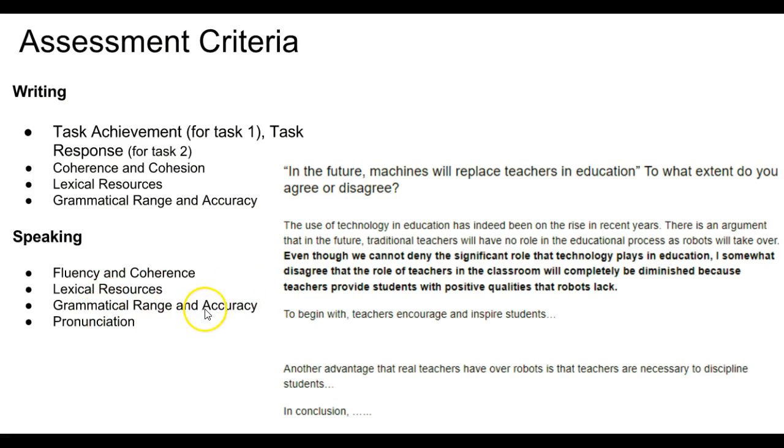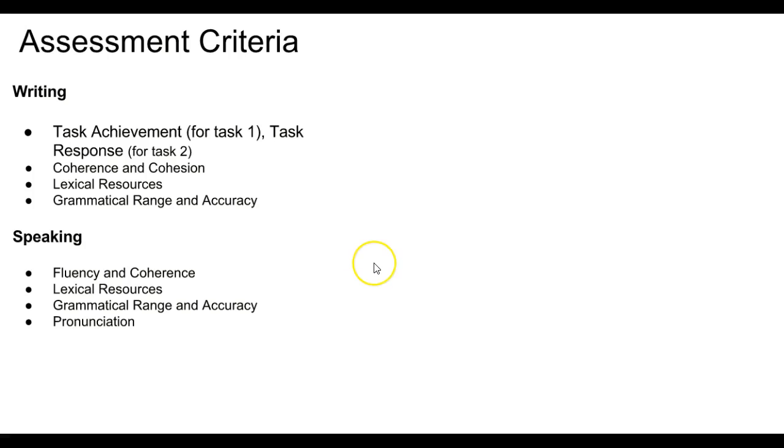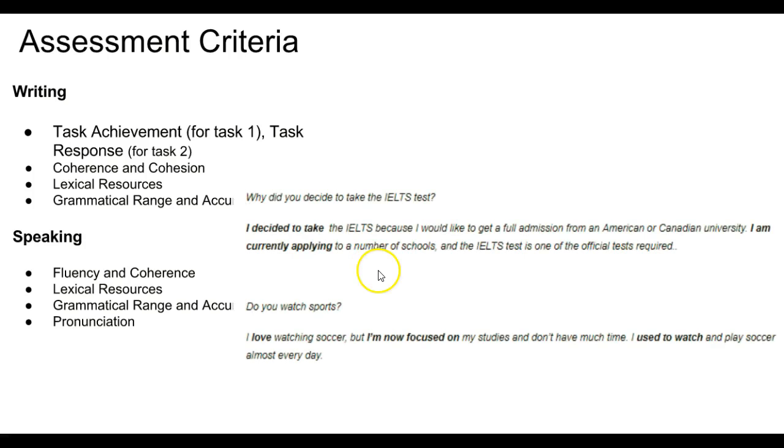Similar with grammatical range and accuracy, if we look at this example here, you need to use different grammar tenses in your sentences. For example, why did you decide to take the IELTS test? If you have this question: I decided to take the IELTS test because I'd like to get a full admission from an American or Canadian university. So here we use the simple past. We also use the infinitive. I am currently applying. Now we switch to a different grammar type. So we switch to the progressive here.